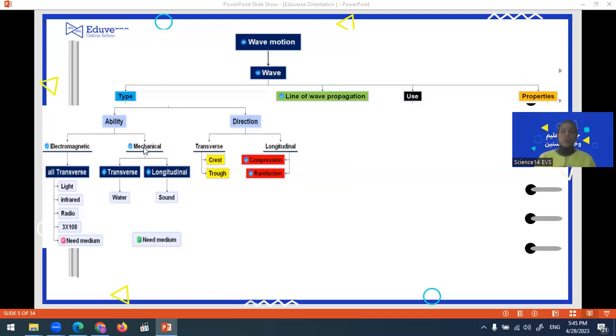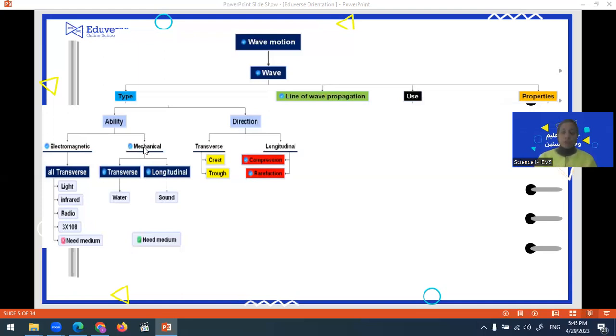Okay, let's talk about another way that we can study the types of waves. It's the direction. For example, the wave propagates in a direction, and the medium particles will vibrate perpendicular to the line of propagation of the wave, or they will vibrate parallel to the line of wave propagation. If they vibrate up and down, it will be a transverse wave, and we will have the highest point, which we call the crest, and the lowest point, which we call the trough.